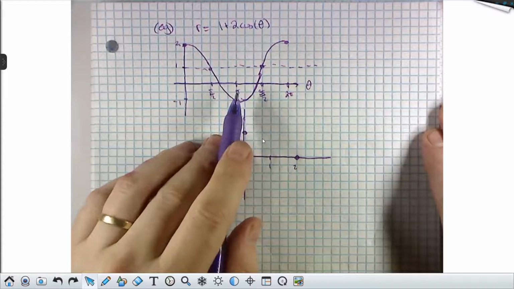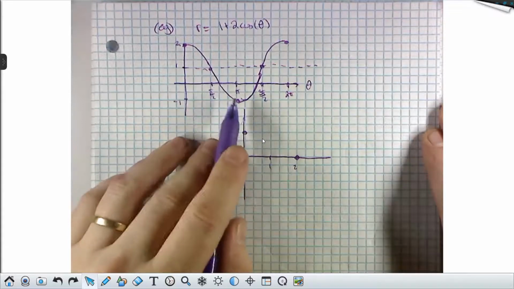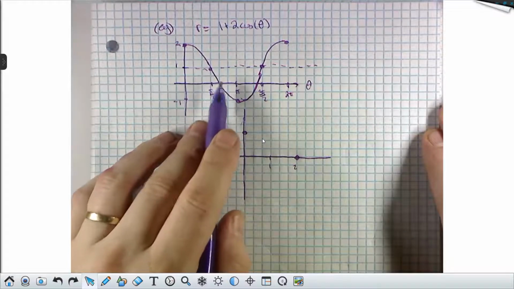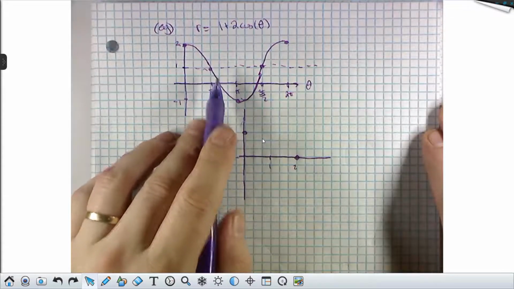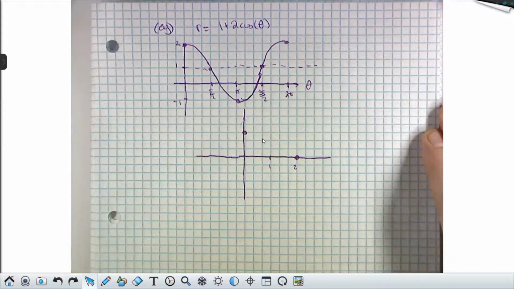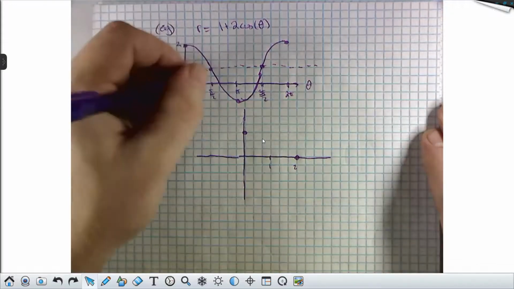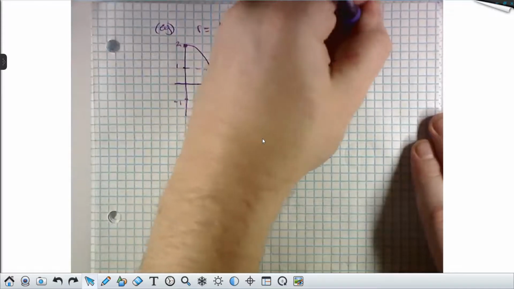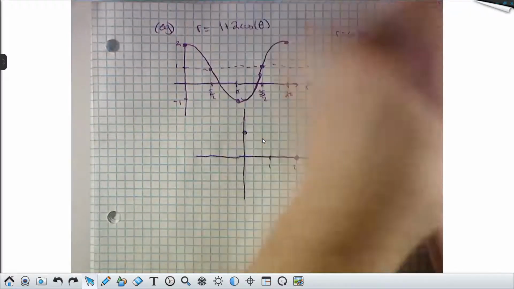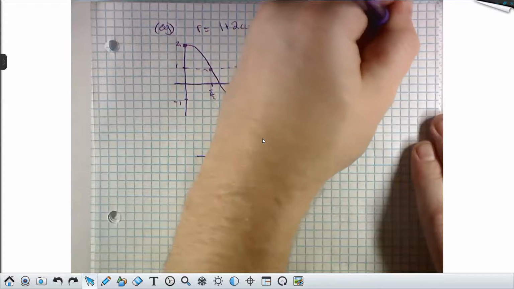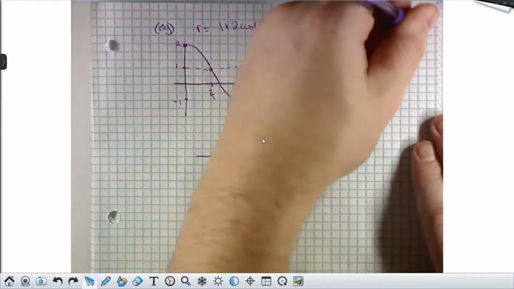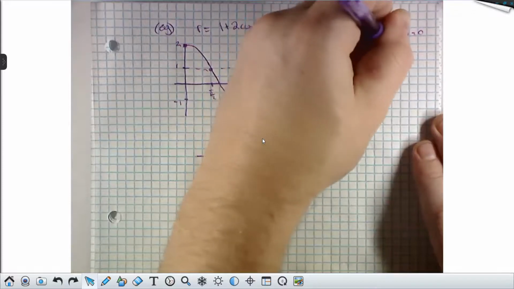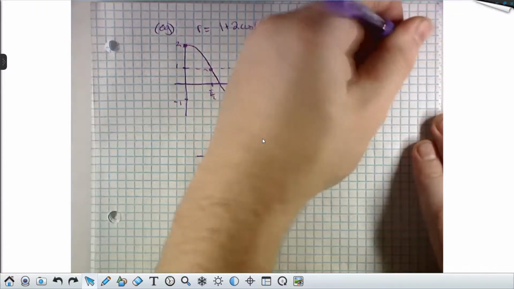When theta is pi, we're negative. Something weird happens in here. So whatever this theta value is, where this goes from positive to negative, something strange happens. It's definitely just past pi over 2. We can figure out where it is. So we can solve the equation r equals 0. That means 1 plus 2 cos theta would be equal to 0. And that means cos theta is negative 1/2.